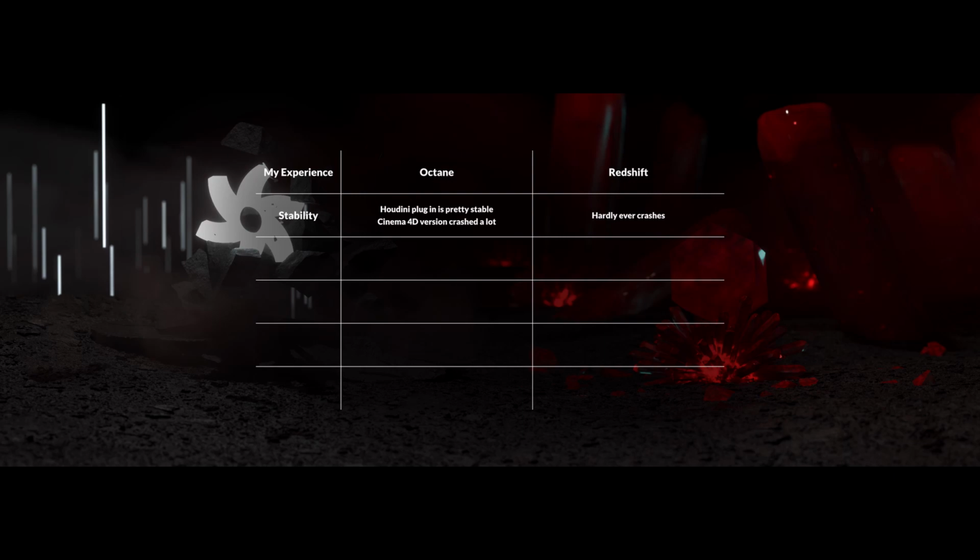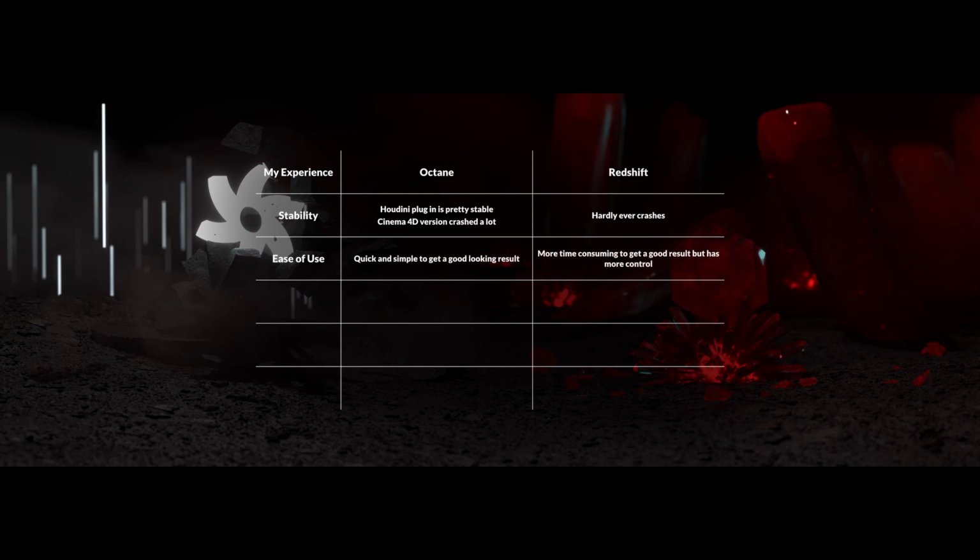And compare that to Redshift, I can probably count on one hand the number of times that it's crashed on me. It hardly ever crashes. It's super, super stable. And I would definitely give it the win in terms of stability for this one.